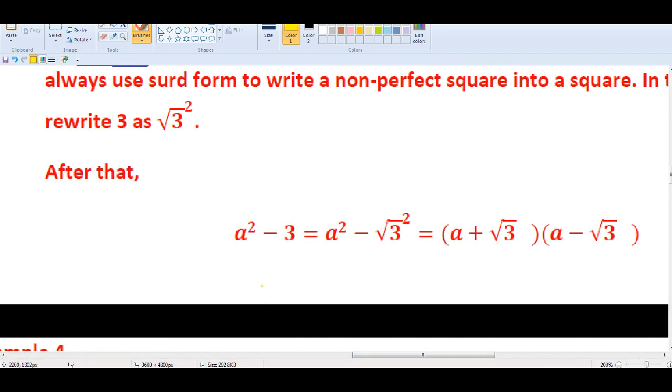So when we try to factorize a squared minus 3 using surd form, what you need to do is change that 3 into square root 3 squared. So actually nothing changed, but the way you write the number changes. You add a square root sign and you square it, so they just cancel off. But now you got square minus square, so that's very important. Then you got a plus square root 3 times a minus square root 3. So that's how we create a square even though that's not a square number.